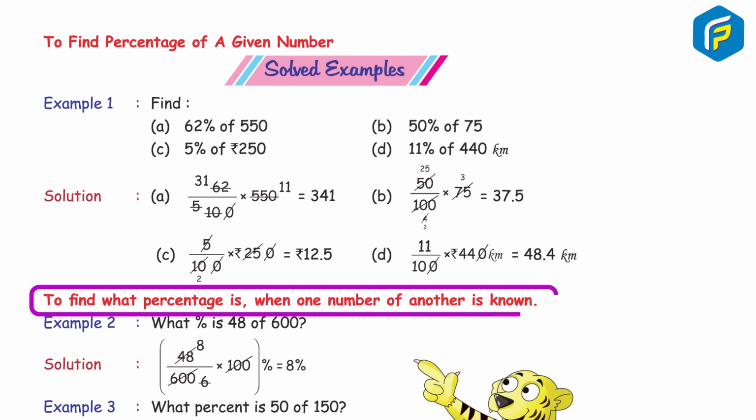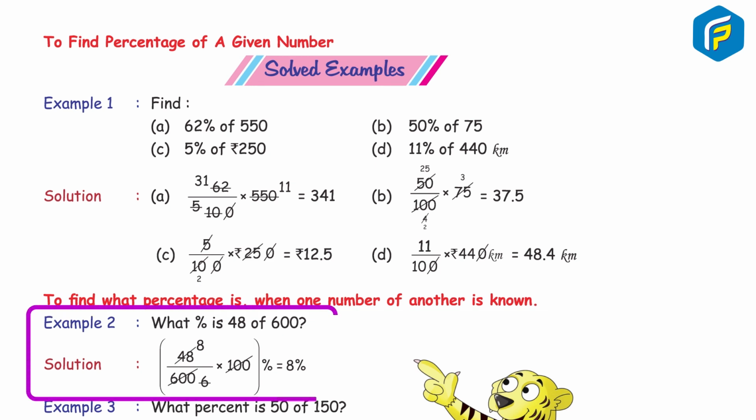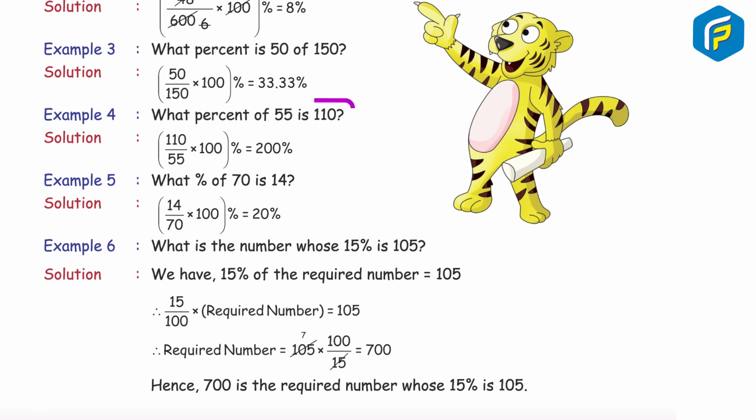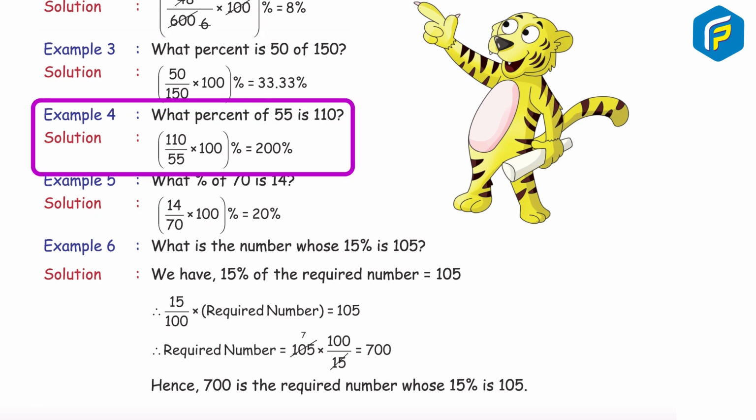To find what percentage one number is of another number. Example 2. What percent is 48 of 600? Solution. 48 upon 600 is equal to 8%. Example 3. What percent of 150 is 50? Solution. 50 upon 150 into 100 is equal to 33.33%. Example 4. What percent of 55 is 110? Solution. 110 upon 55 into 100% is equal to 200%.